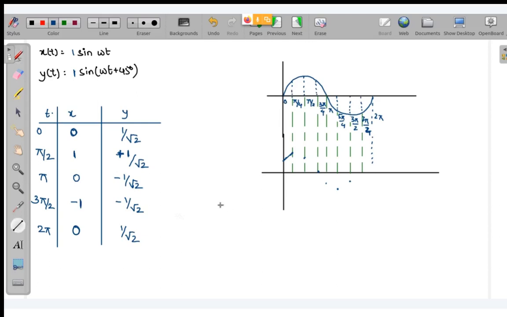Okay, so now let us sketch this. The point is 0, 1 by root 2. So y is 1 by root 2, somewhere over here. Next, x is 1 and this is still 1 by root 2. So x is 1, y is 1 by root 2. Same point? No, this shouldn't be the case. Somewhere we have made some mistake?